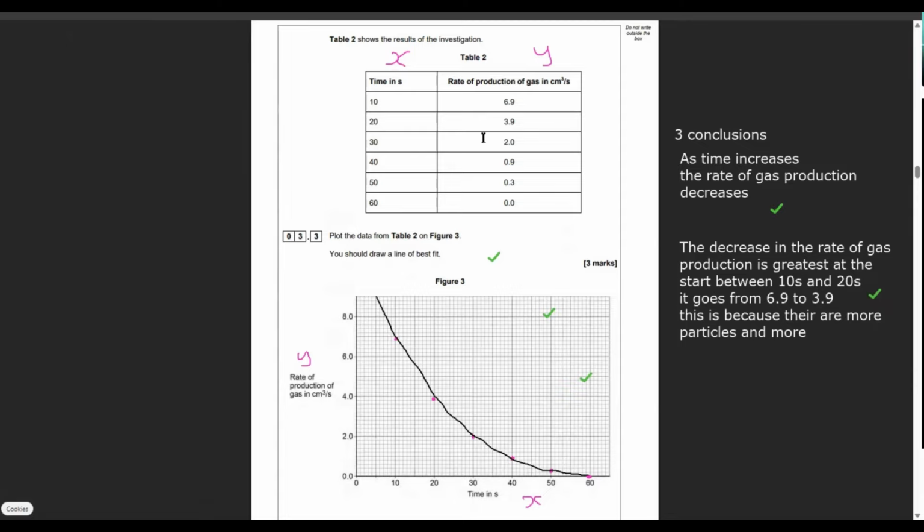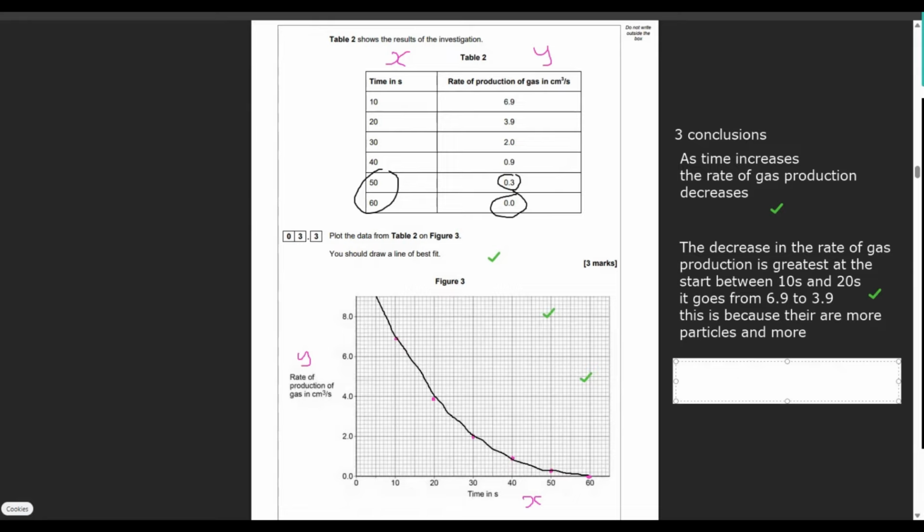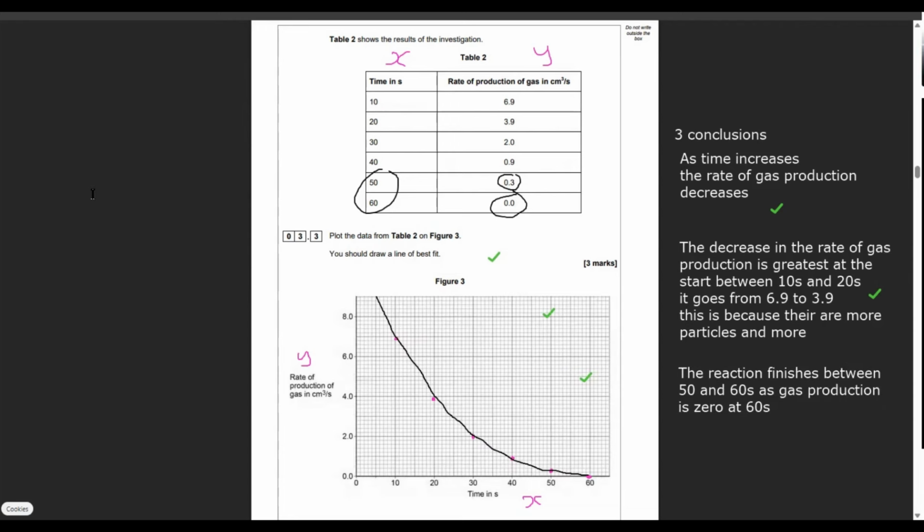Now I would go down to where it's 0. Look where the rate of reaction is 0. Another conclusion I can say: the rate of reaction has stopped at 60 because it is 0. However, I can be a little bit more clever than that and say the rate of reaction stops somewhere between 50 and 60 seconds. I don't know exactly where, but somewhere between 50 and 60, it hits 0.